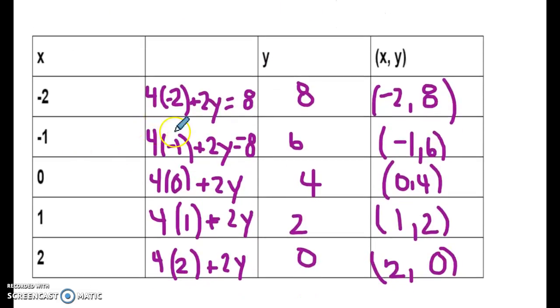So if I get negative 4 here, that means I'm going to be adding 4. 2y is going to equal 12. Divided by 2 is going to be 6. You should have negative 1, 6.